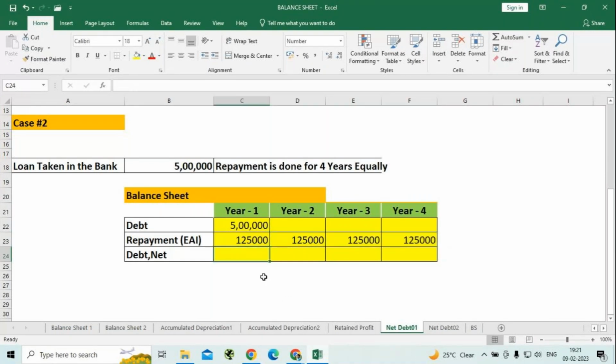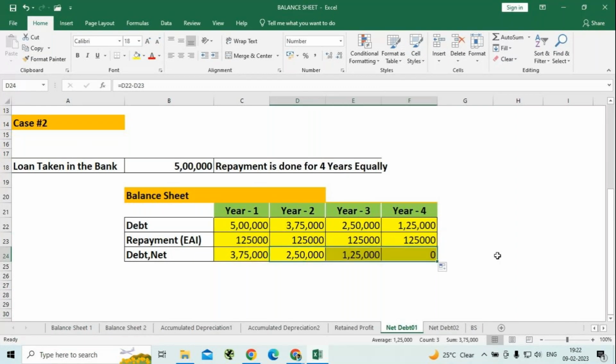Now the net of the debt will be the debt minus the repayment value. So 3,75,000. This value will be carried forward for the next year. And this will be this minus this. The same way you are going to calculate it, so that at the end of the fourth year it ends without any balance.